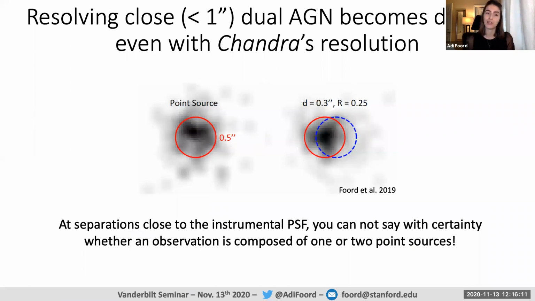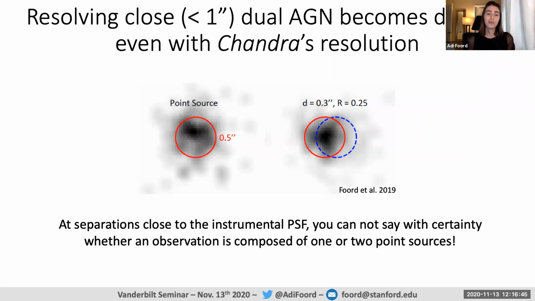it even with Chandra. So I'm showing you on the left-hand side a simulation of a single point source as seen by Chandra. And on the right-hand side, I'm showing you a simulation of a dual point source system as seen by Chandra. And the separation of the dual point source simulation is 0.3 arcseconds. So by eye, you can tell it's really hard to discern the single point source from the dual point source system. And so currently we're really resolution limited in our efforts to find these AGN pairs in the sky.